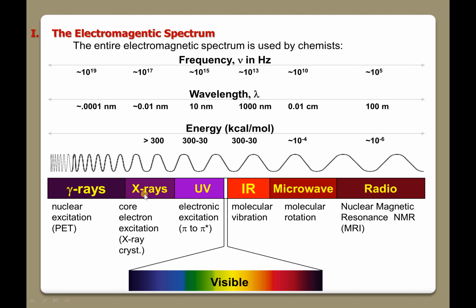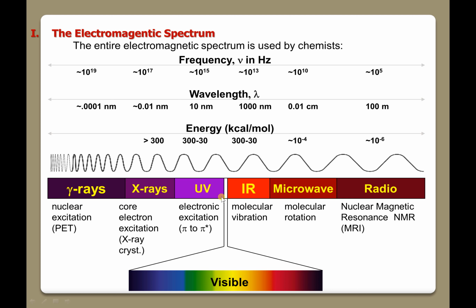Now in short, this is the electromagnetic spectrum, and at the shorter wavelength or at higher frequency, you have got the most intense energy, that is the gamma rays, where nuclear excitation takes place. This is followed by the X-rays, where core electron excitation takes place. So X-ray crystallography can be performed at this region.